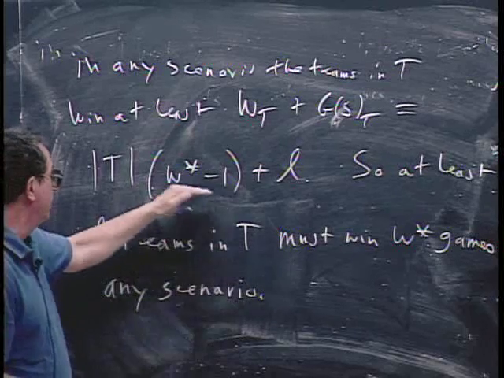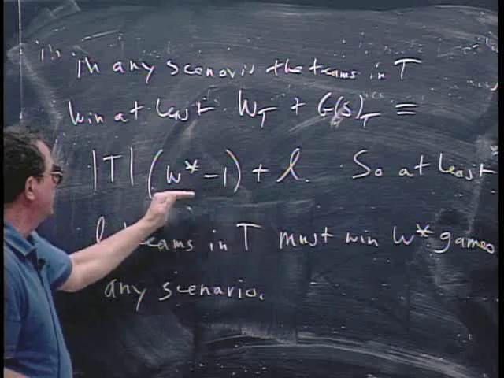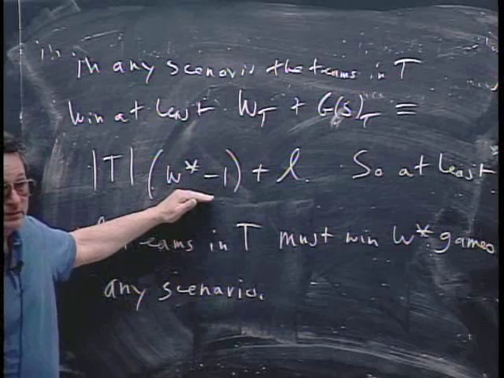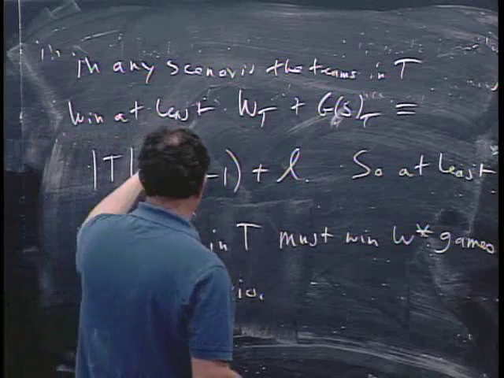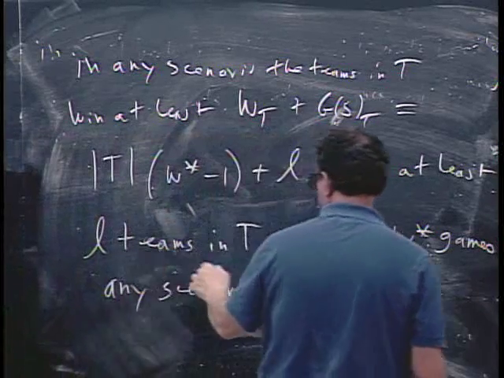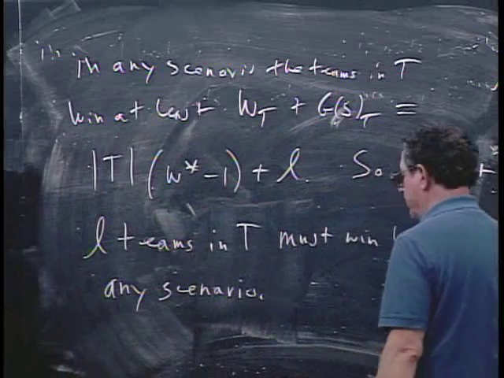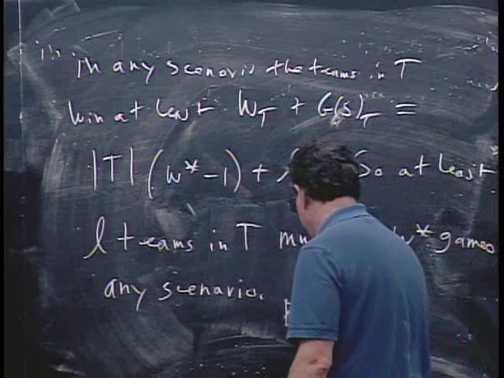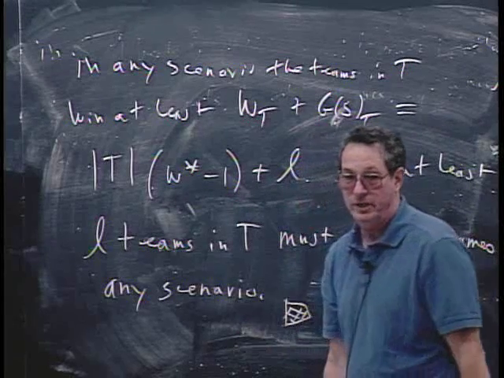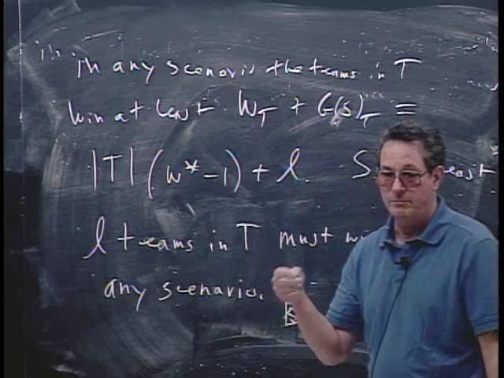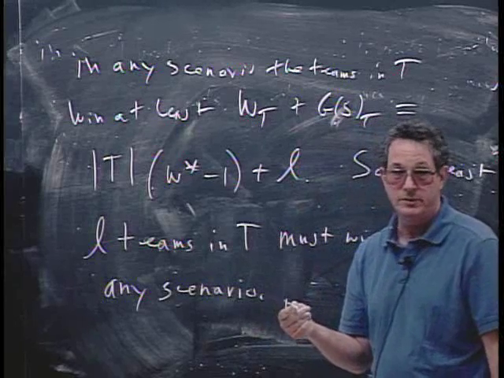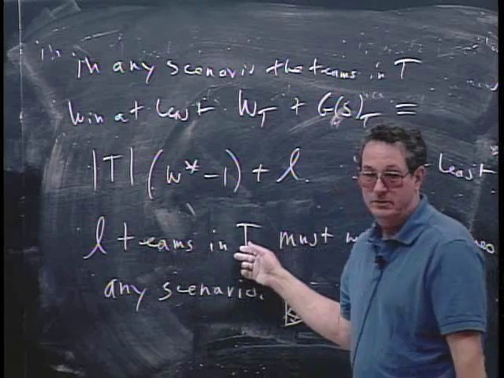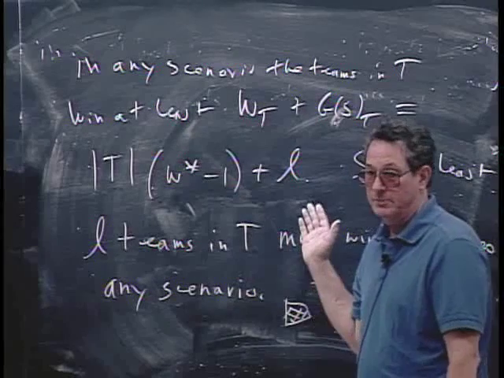verify on your own, that in order to get up to this sum, where we know that the maximum that any team wins is W star, you have to have at least L teams that win W star games in order to get up to this total. And that's the proof of the theorem: in a scenario where the maximum number of points that any team wins is W star, at least L teams in T win W star games.